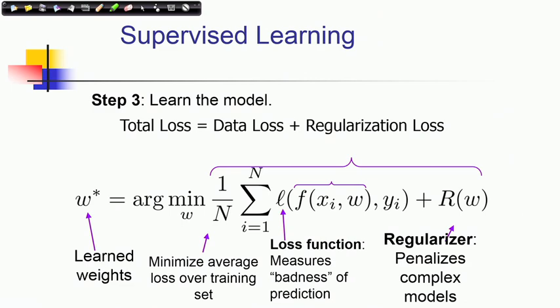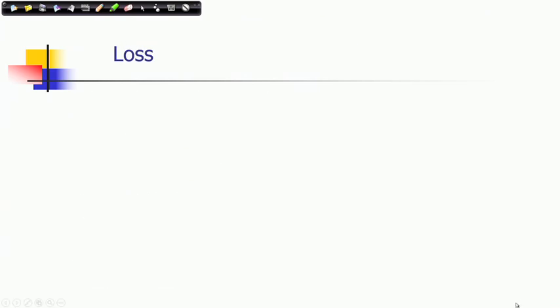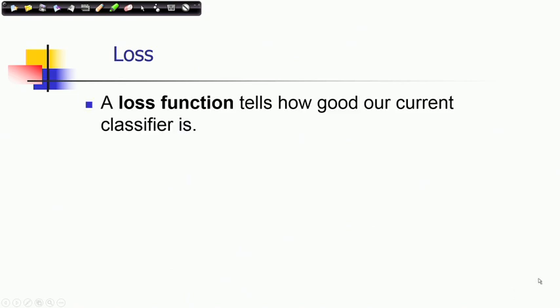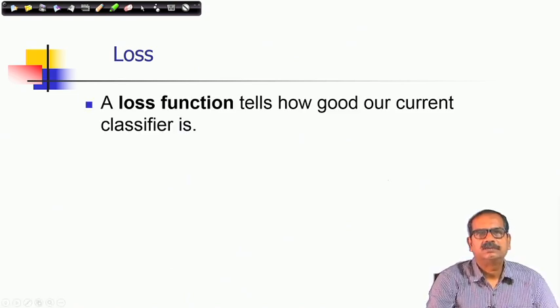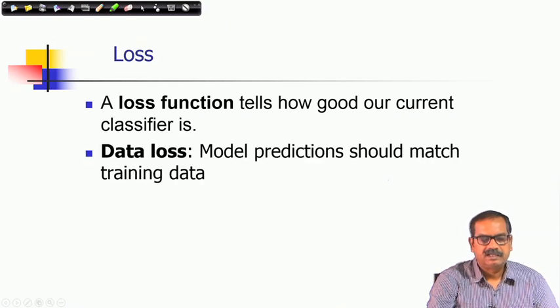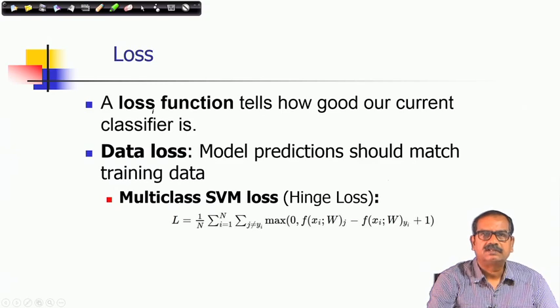Data loss is given by the function L here, and regularization loss is given by R(W). So, a loss function tells how good the current classifier is, and for data loss, the model prediction should match the training data. So, what is the deviation? There are different kinds of data loss functions. For example, in a multi-class support vector machine we can use hinge loss. Here we can see that each wrongly classified sample produces a loss.